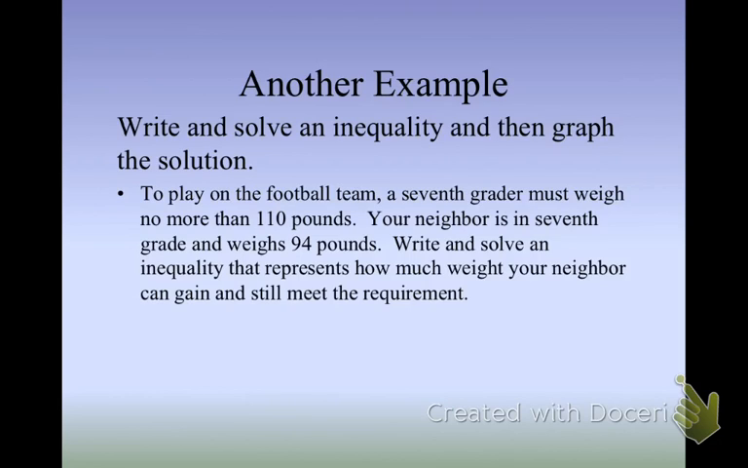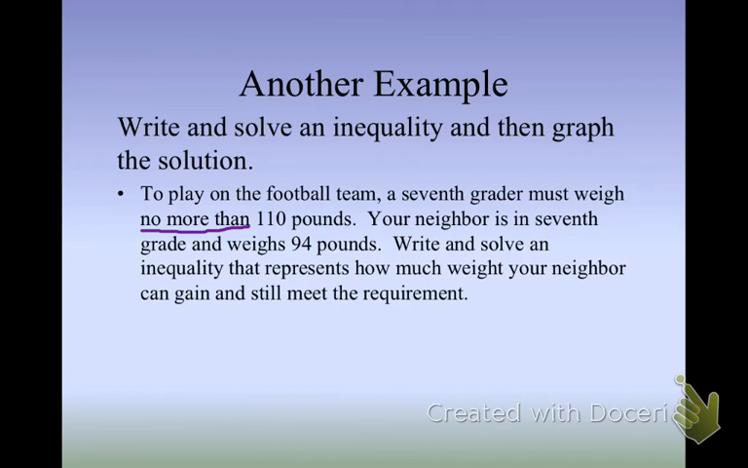All right. We're going to write and solve an inequality and then graph the solution. So here's where we have to pay really close attention to setting up the inequality, and we're going to set it up just like we would an equation, but we'll have to use the correct symbol.